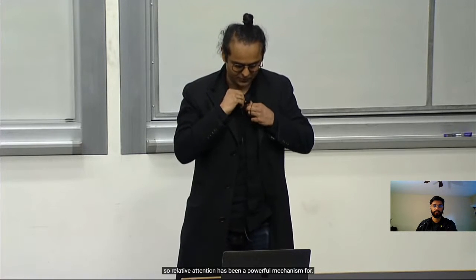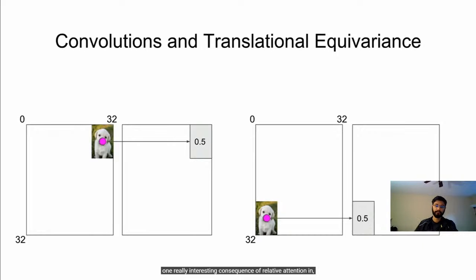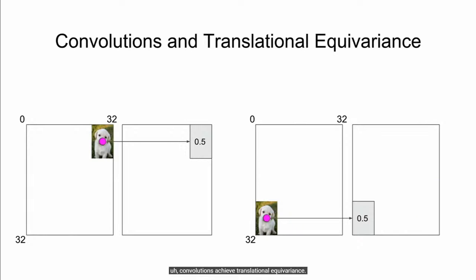Great. So relative attention has been a very powerful mechanism for music. It's also helped in machine translation. One really interesting consequence of relative attention in images is that, like convolutions, it achieves translational equivariance. If you have, let's say, this red dot, or this feature that you're computing at this red dot, it doesn't depend on where this image of the dog is in the larger image. It just doesn't depend on its absolute location. It's going to produce the same activation. So convolutions have this nice translational equivariance.